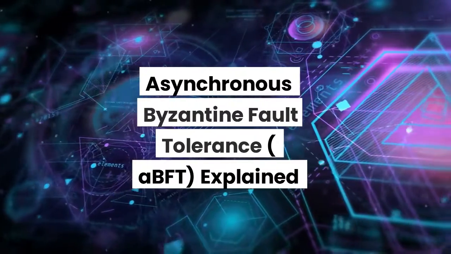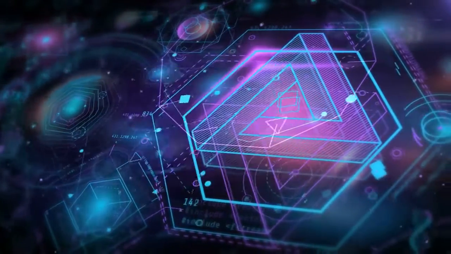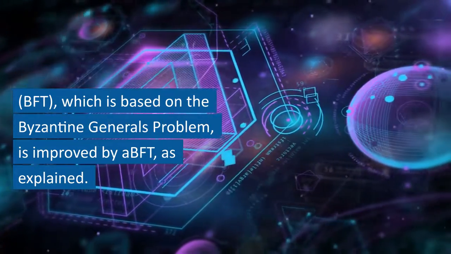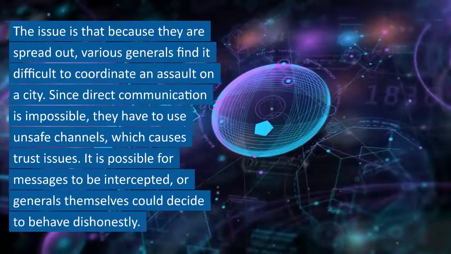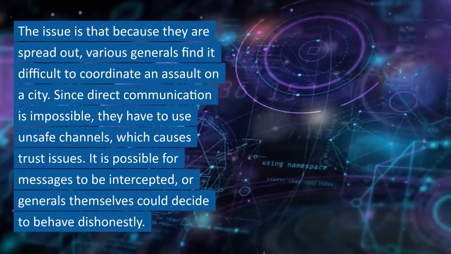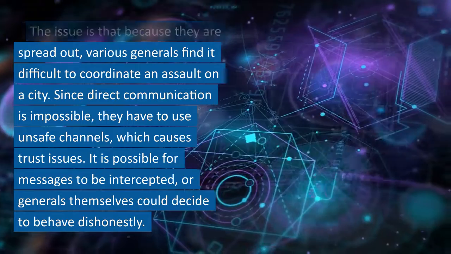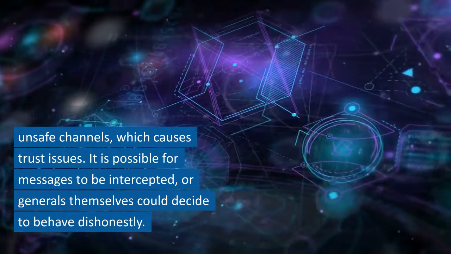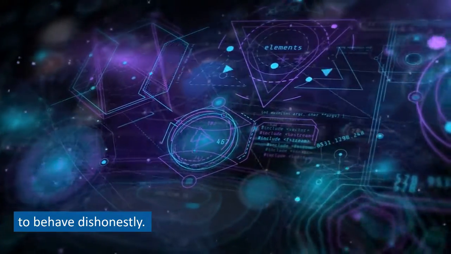Asynchronous Byzantine fault tolerance, aBFT, explained. Byzantine fault tolerance, BFT, which is based on the Byzantine generals problem, is improved by aBFT. The issue is that because they are spread out, various generals find it difficult to coordinate an assault on a city. Since direct communication is impossible, they have to use unsafe channels, which causes trust issues. It is possible for messages to be intercepted, or generals themselves could decide to behave dishonestly.